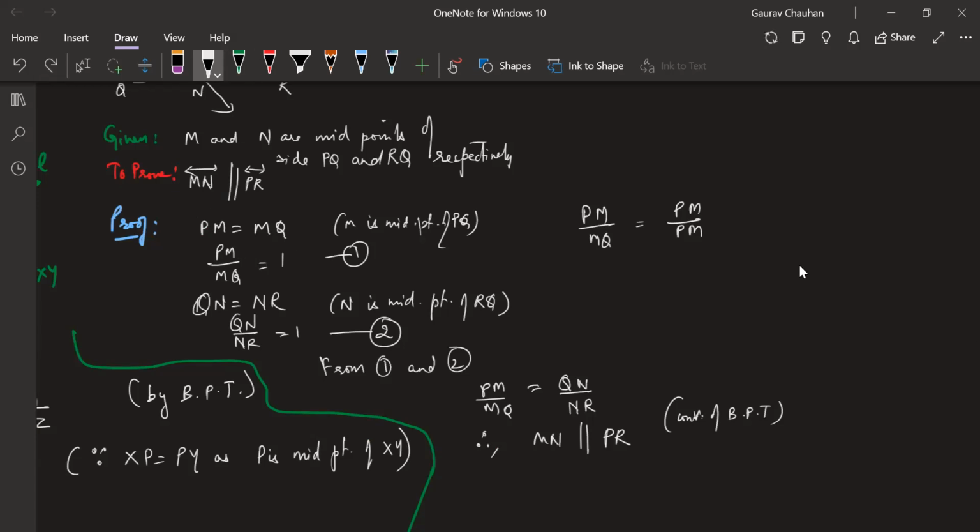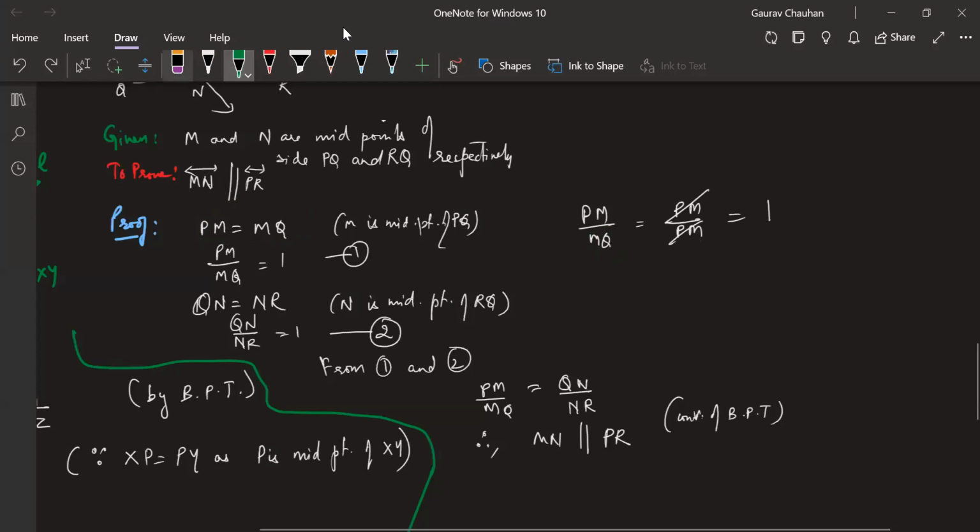Deepak, you're getting it? So this will become cancel, this will become 1. Hello, Deepak. Can you please confirm if this is clear or not? No, sir. Not clear. Deepak, where are you losing me? PM is equal to MQ. In place of MQ, I can write PM. Yes, sir. So PM by PM is cancelling, no? Yes, sir. Are we good?